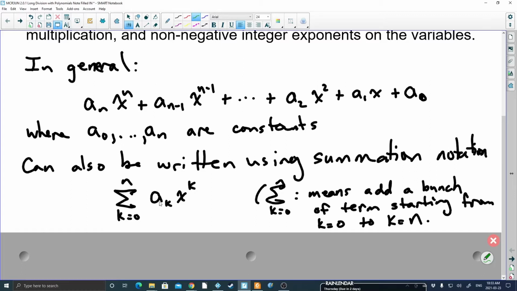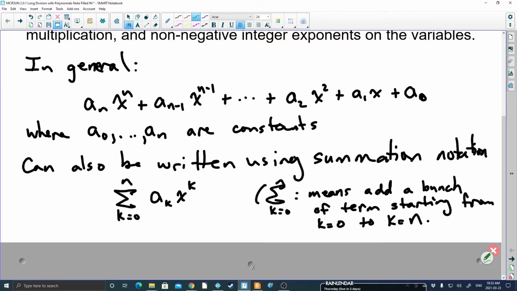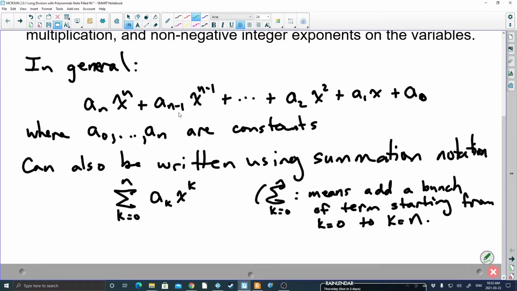So your first term would be a0 x to the 0, which is this term here. Your next term would be a1 x to the 1, which would be this term here, on and on and on, and you're adding them all up, which is what the summation symbol means. Okay, so I kind of simplified that over here. So you might see both of these expressions shown for what a general expression of a polynomial looks like.